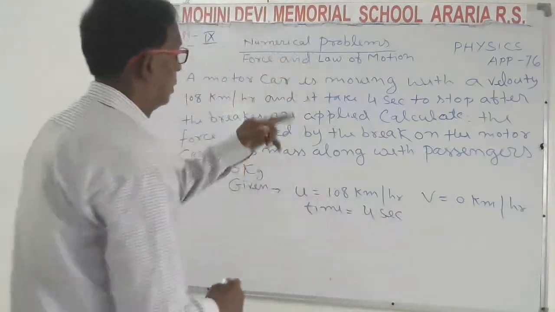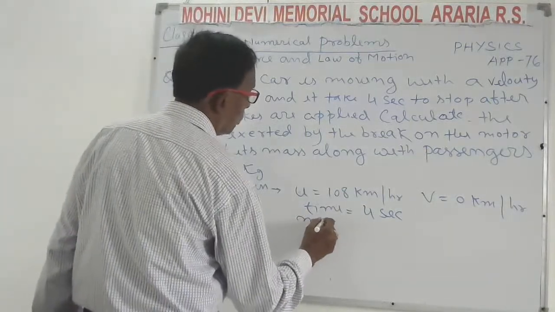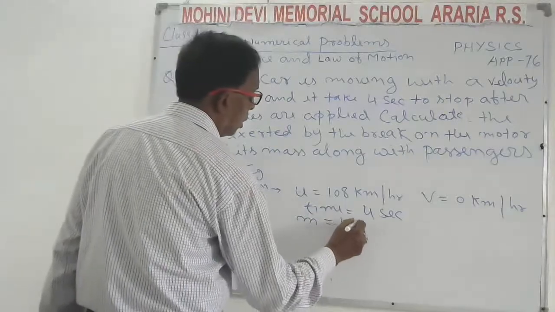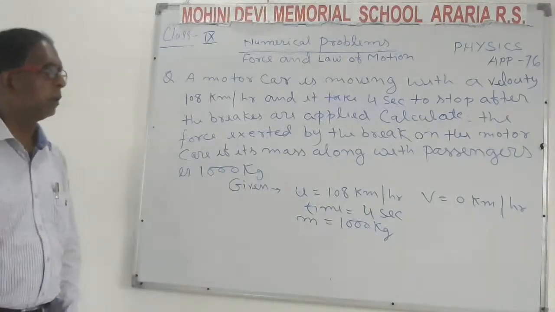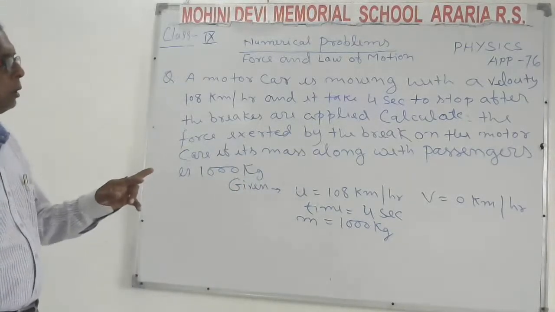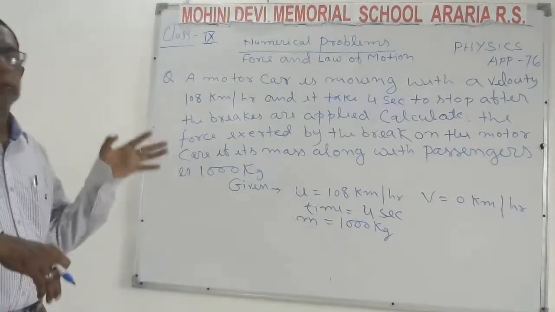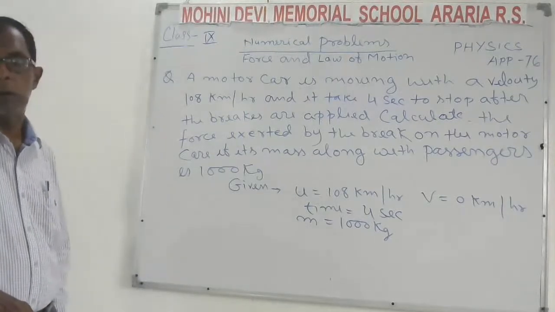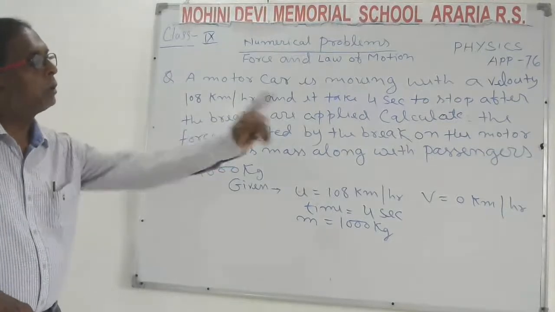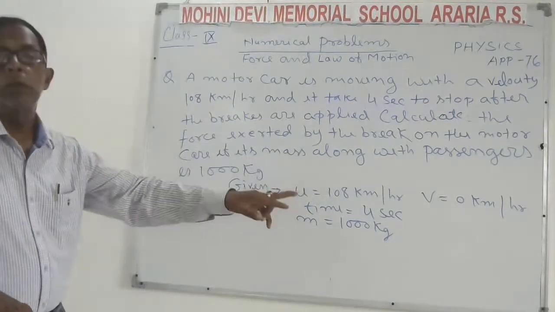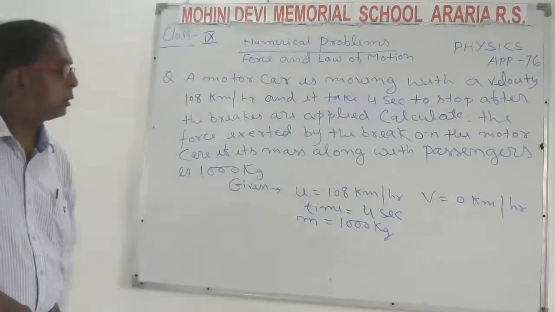Time is 4 seconds. Mass of the vehicle with passengers is 1000 kg. These three things are given in the question. First, the initial speed of the car: it is moving with 108 kilometers per hour, and the brake is applied, then its velocity reaches 0 in 4 seconds, and the mass of the car is 1000 kg.